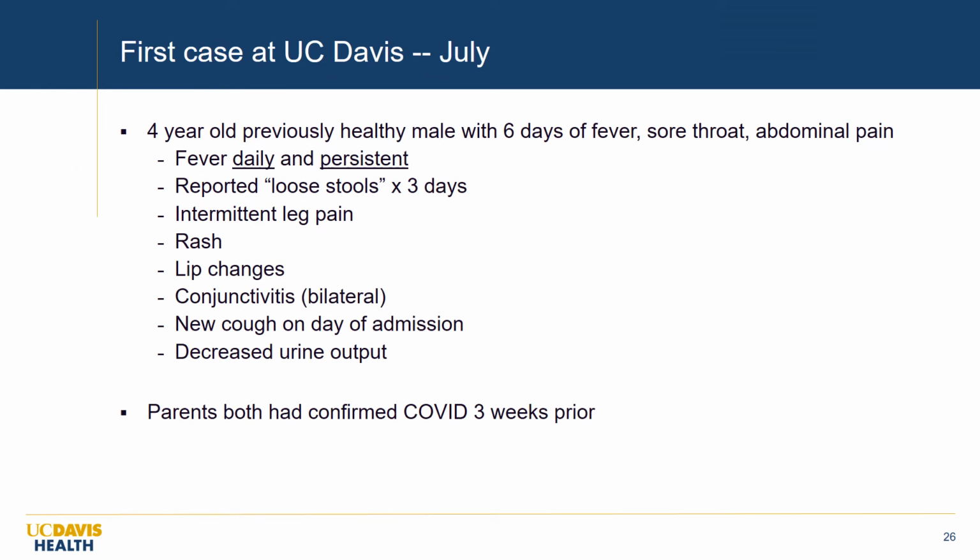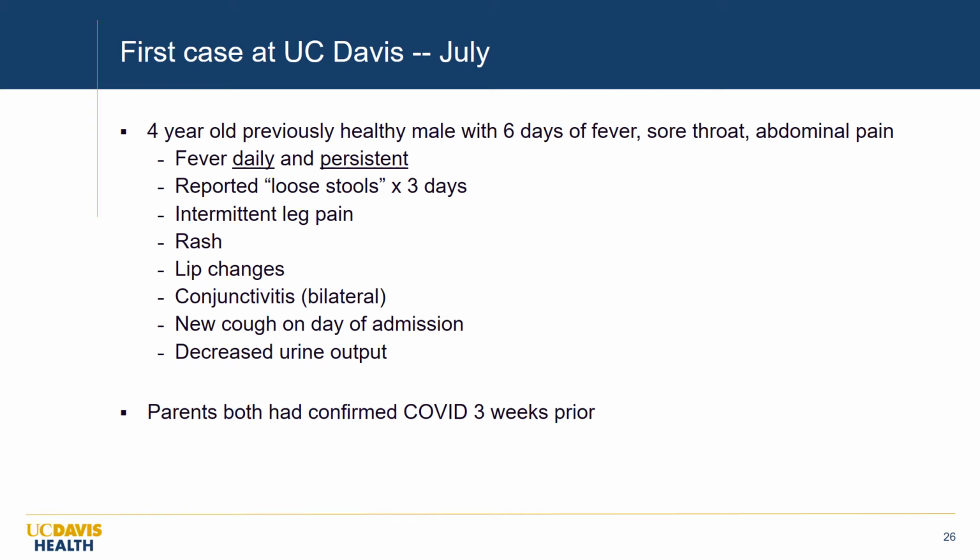I want to talk about the first case that we saw at UC Davis here in Sacramento, which presented in July, sort of following when we really had a big peak of infections in early July. So he presented in late July. This was a 4-year-old who was previously healthy.